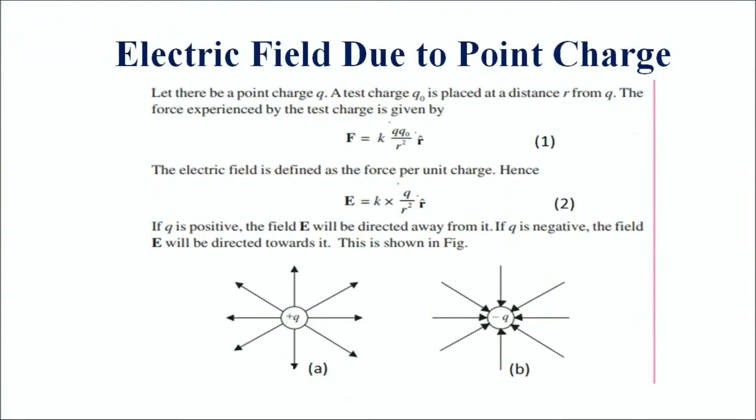Now, let us calculate the electric field due to a point charge. First of all, we will write the expression for the force between the test charge and the charge whose field is to be determined. Here the charge is Q and the test charge is Q naught. So, the expression for the force will be F is equal to K Q Q naught upon r square multiplied by r cap. Here r is the distance between the charge Q and the test charge Q naught, and r cap is the unit vector directed from the charge to the test charge.